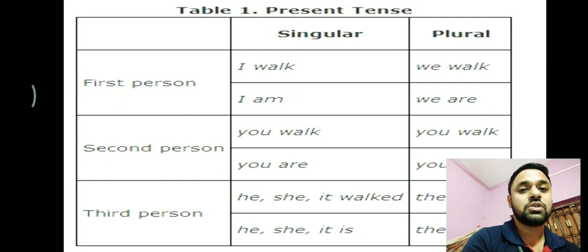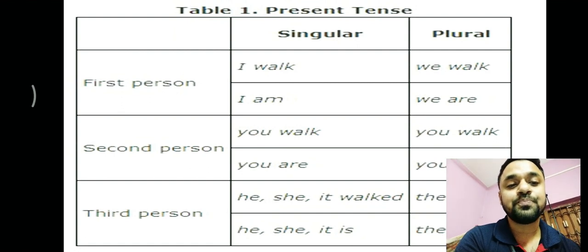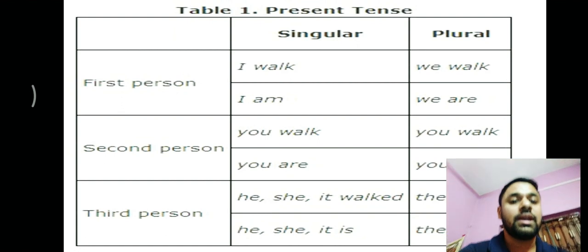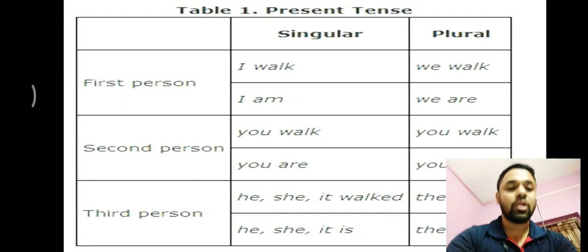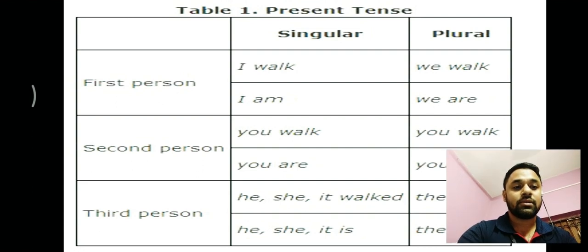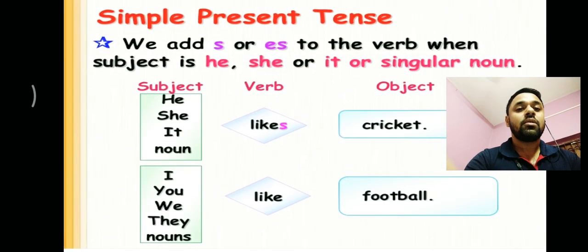This table: first person singular number I, plural form is we. Second person singular number and plural number both are the same, that is you. And third person, that is he, she, it, or any singular noun, and the plural form of this third person is they. Okay, now come to the next, simple present tense.